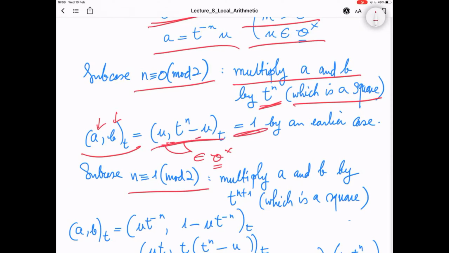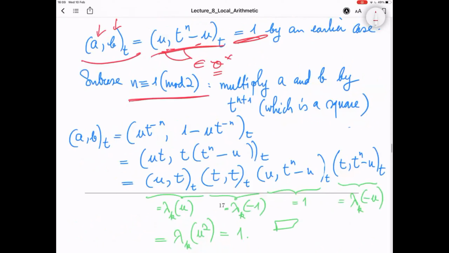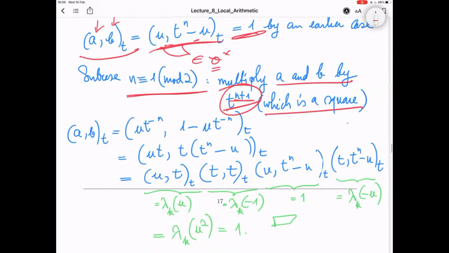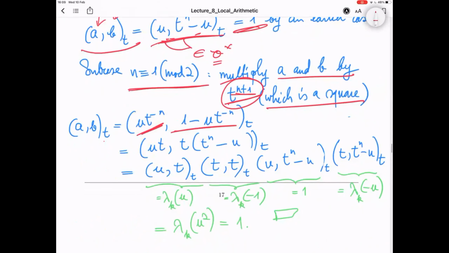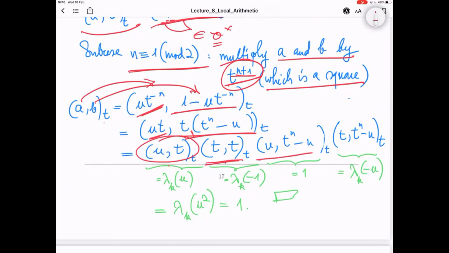If the valuation of A is odd, then n plus 1 is going to be even. So T to the n plus 1 is a square, and I can multiply A and B by T to the n plus 1. So this is what A is equal to, this is what B is equal to. Now I multiply them by T to the n plus 1, and I get this here and this here. Then I can expand, this is a product of two things, T and this thing, so I'll get 4 factors: 1, 2, 3, 4.